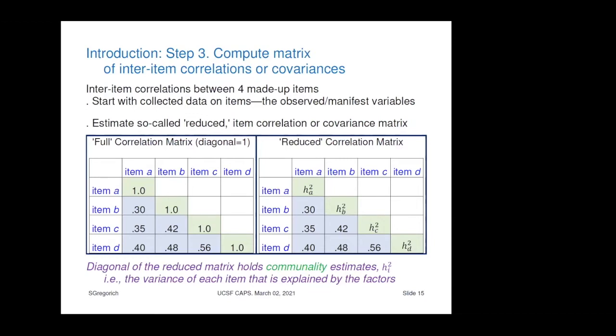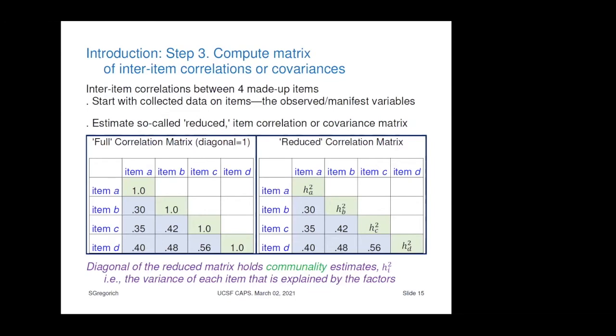In the old days in factor analysis, people would actually compute a reduced correlation matrix before they even started their factor analysis. Now it's all done at the same time, typically. So it's not a separate step. But the communalities are basically the variance of each item that's explained by the factors.